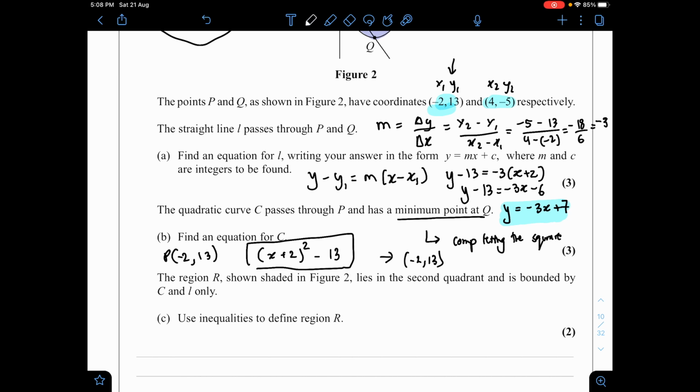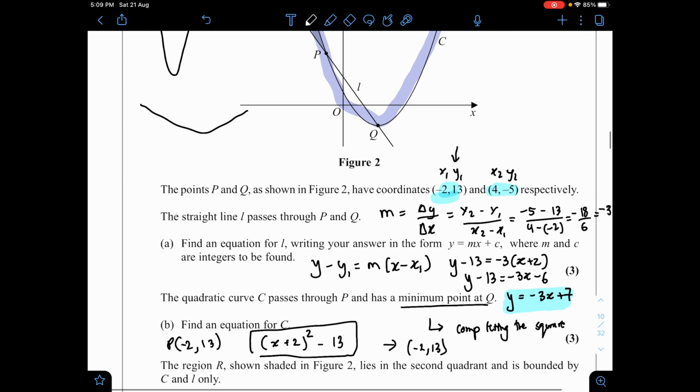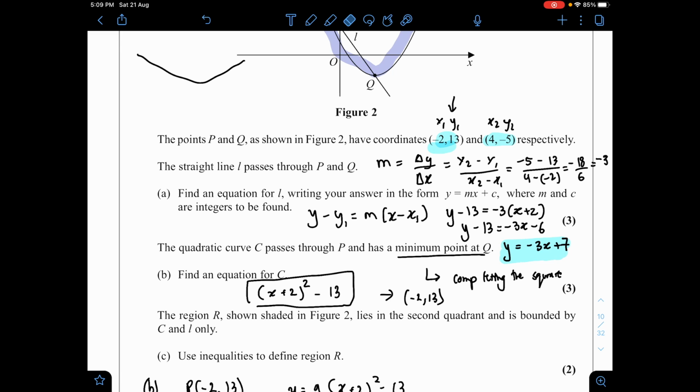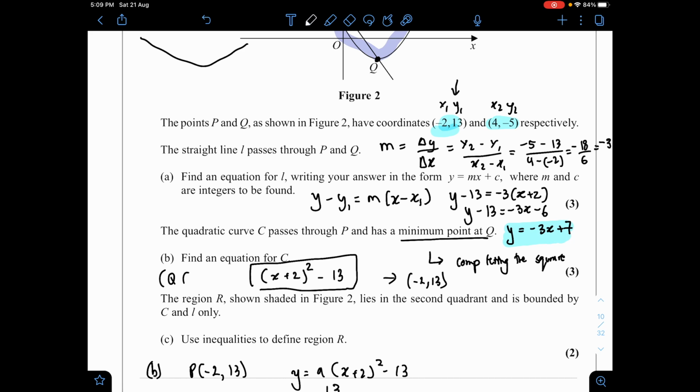We don't know the a, so part b is still going on here. So we use our P coordinate -2 and 13 and we just substitute. Sorry, not P, I have to use Q, because Q is the minimum point over here. So Q is 4 and -5.